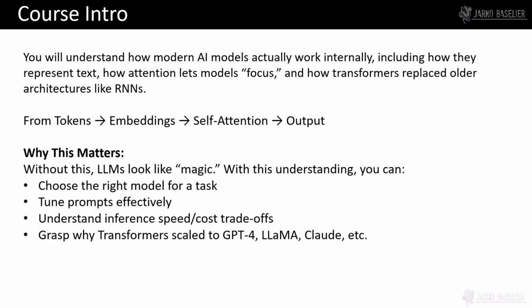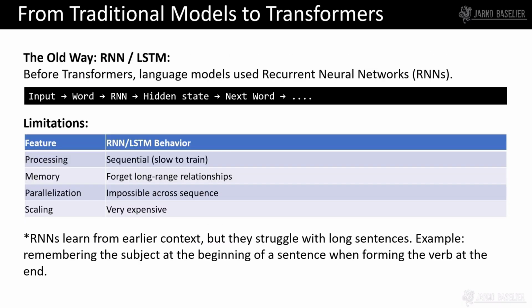At the end, you will understand how modern AI models actually work internally, including how they represent text, how attention lets models focus, and how transformers replace older architectures like RNNs. So we will work from tokens to embeddings to self-attention and finally through to output. This is important because without this, LLMs look like magic, but with this understanding, you can choose the right model for the task, tune prompts effectively, understand inference speed and cost trade-offs, and grasp why transformers scaled to GPT-4, Llama, Claude, etc. So this is important.